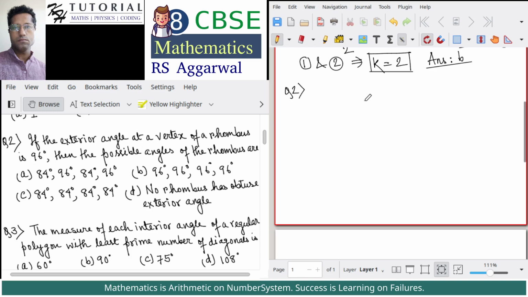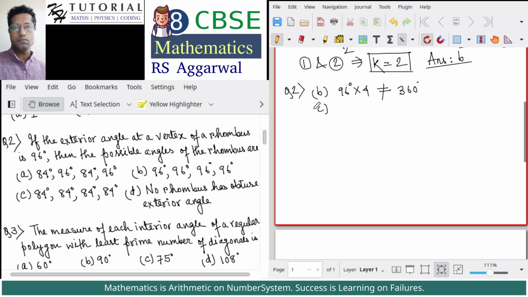Now sometimes you will see that you can eliminate some choices right away. For example, in this problem, choice B and choice C cannot be the answer, because for choice B, if all the angles are 96 degrees, the sum of all the interior angles will be 96 into 4 degrees, which is no way equal to 360 degrees, because we know that a rhombus is a quadrilateral and the sum of the interior angles of a quadrilateral is always 360 degrees. So choice B is definitely not the correct choice.